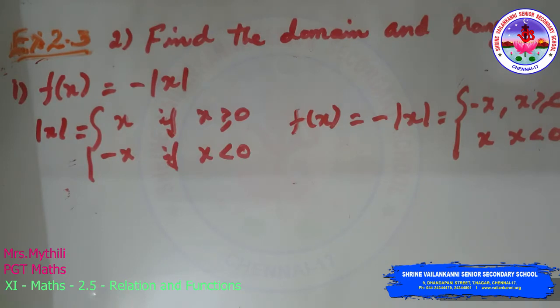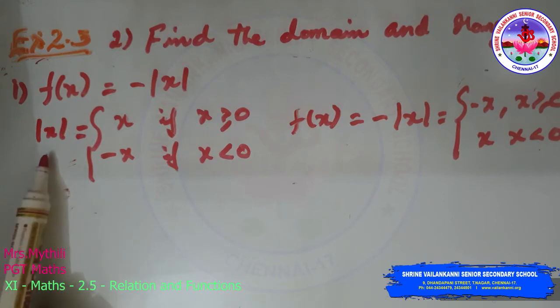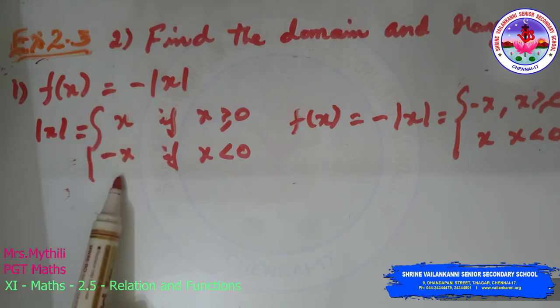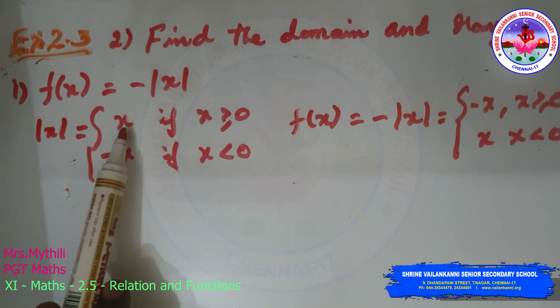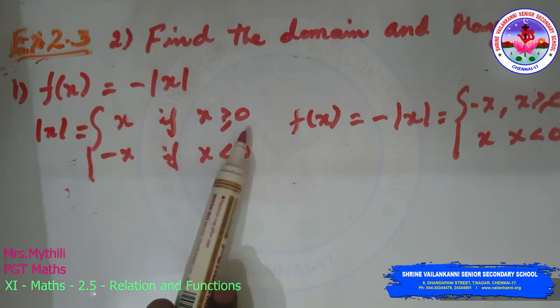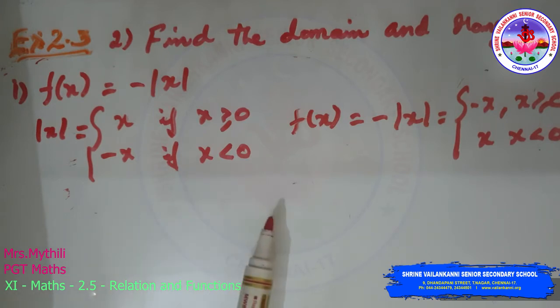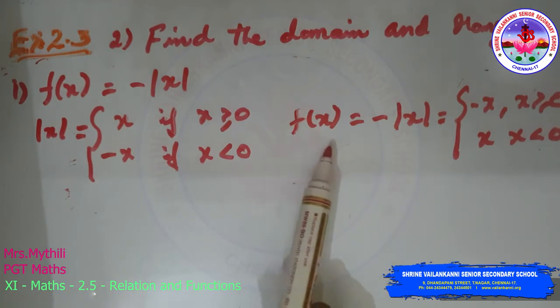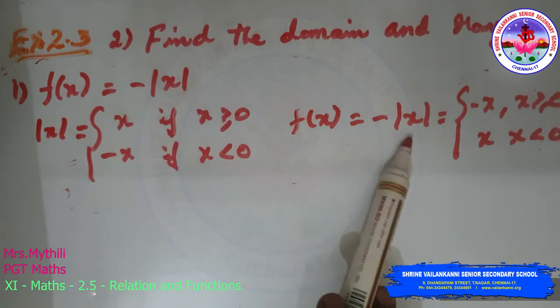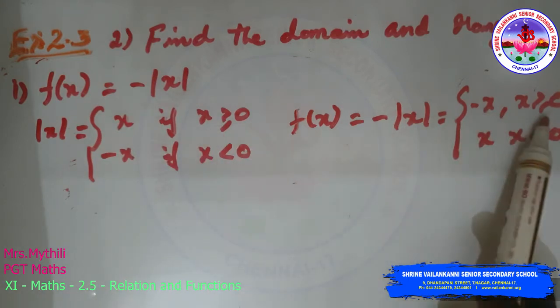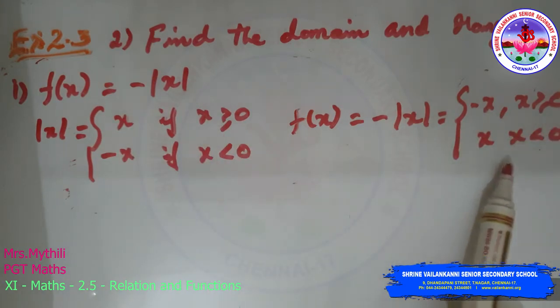Second question, find the domain and range of the following real functions. So f(x) equal to minus modulus of x. Modulus of x can take positive or negative values. So modulus of x is x if x is greater than or equal to 0, and minus x if x is less than 0. Then what is f(x)? f(x) is minus modulus of x. So minus x when x is greater than or equal to 0, and x when x is less than 0.